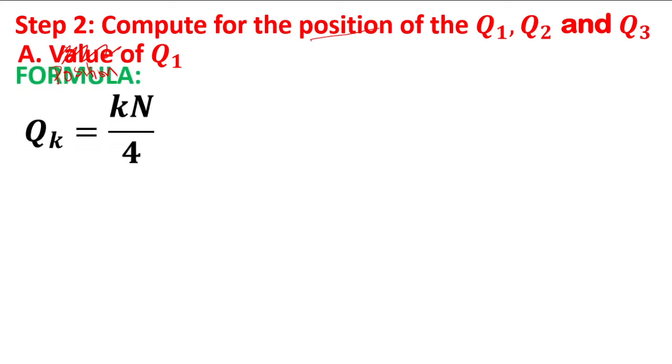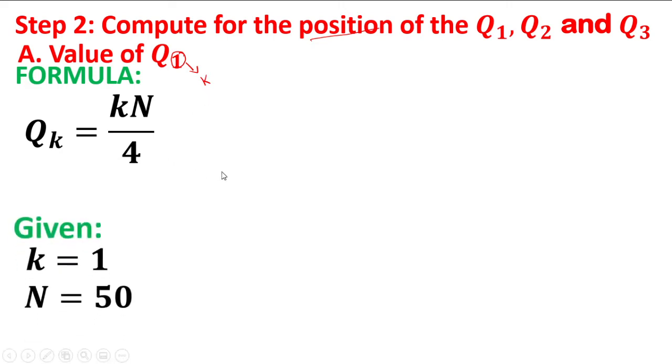Okay. Now, in getting the value of the first quartile, we first have to determine the position of the first quartile. Now, the position of the first quartile is equal to Kn over 4, wherein K is the unknown quartile. We are looking for the first quartile, so this is K. And N is the total number of frequency. Again, K is 1, N is 50. Where did we get K? It is whatever you are looking for. You're looking for the first quartile, so this 1 is your K value. N is equal to 50. Where did we get the 50? Because that is the total number of frequency, 50 students.